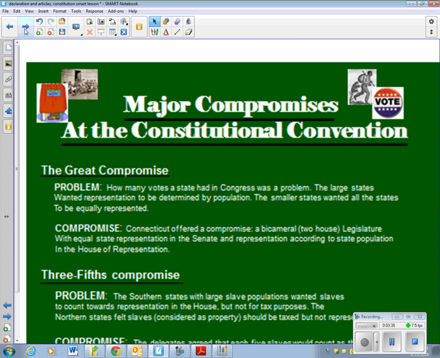So our first compromise here is the Great Compromise, or Connecticut Compromise, which we said was going to determine how many representatives they would have. The compromise was that we would have a 2-house legislature. We're going to steal that idea from Mr. Madison and the Virginia plan. We're going to go bicameral, and then we're going to have a Senate with equal representation, just like New Jersey wanted, except it's going to be 2 per state.